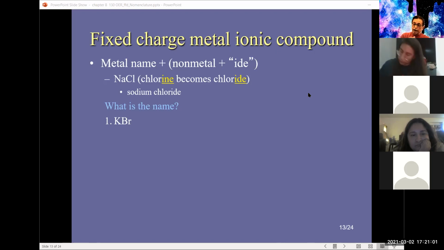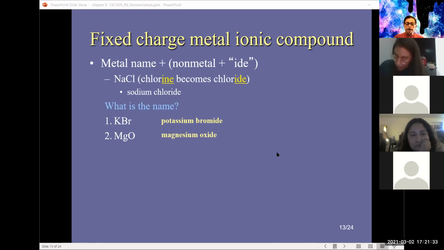We got sodium chloride. So we got potassium and bromine as the compound. And we look at bromine, it's become ionic. So now, just like chlorine, it becomes bromide. So the name is potassium bromide. We got oxygen, which is now ionic oxygen, which now the name, as we've seen in numerous examples, becomes oxide. Magnesium remains magnesium. So we have magnesium oxide.